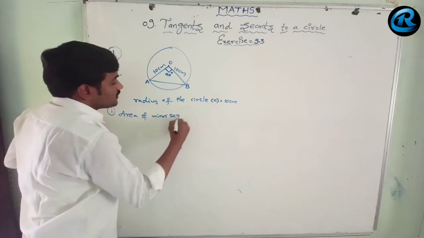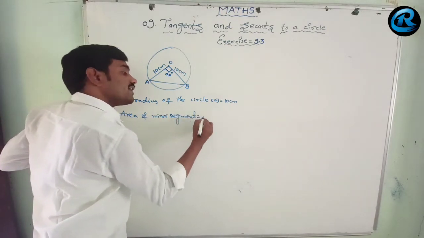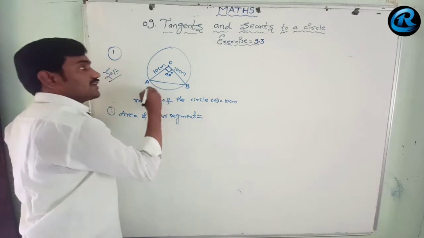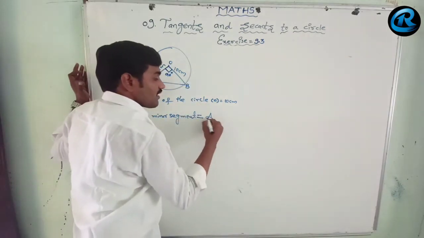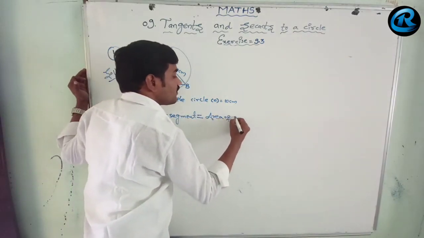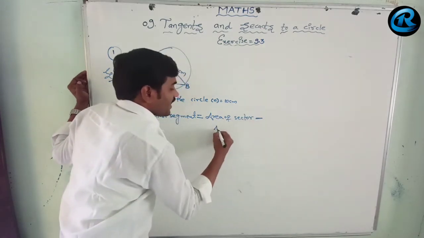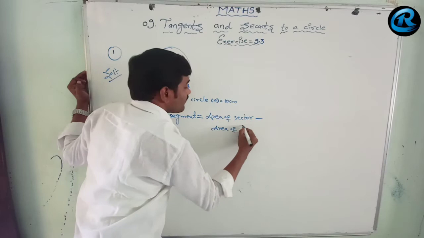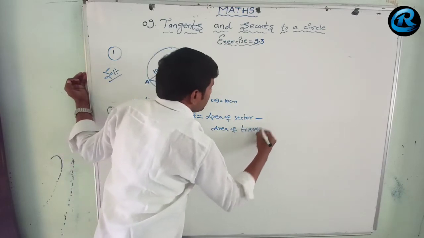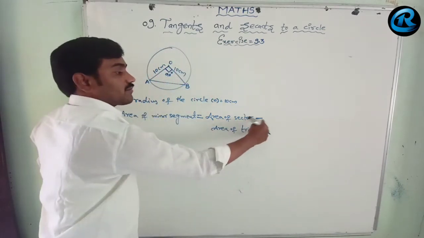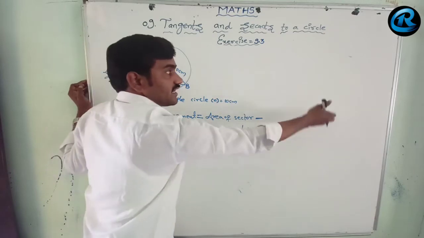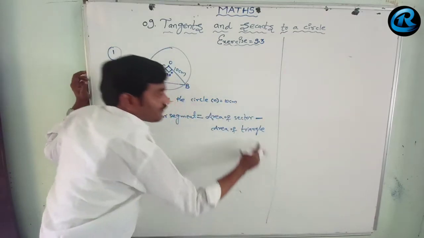Area of minor segment formula is what? Area of sector minus area of triangle. Area of sector minus area of triangle. I need that side place, so I am writing here.